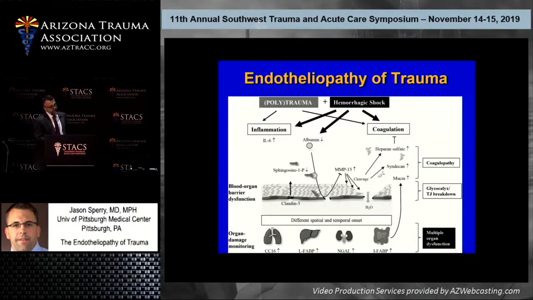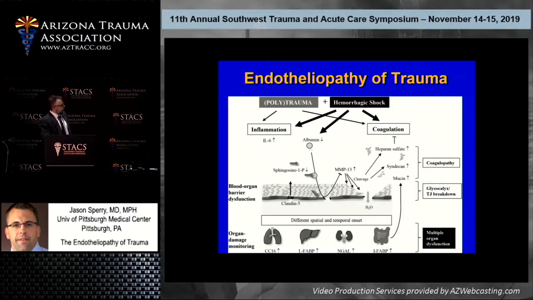And this is really the endotheliopathy of trauma. If you think of the endothelium as an organ system, when it gets sick, it causes three things. Number one, it causes inflammation. It results in an inflammatory cytokine cascade that has manifestations that lead to systemic problems, organ dysfunction, and everything that keeps us in the ICU.